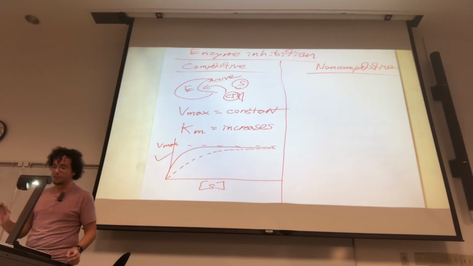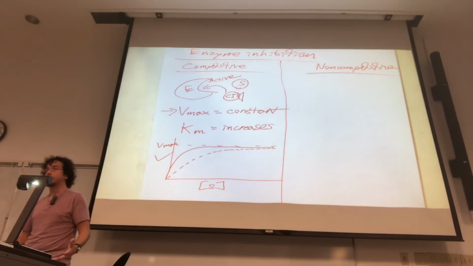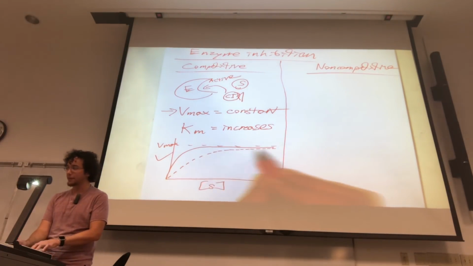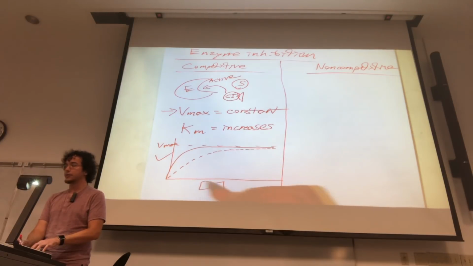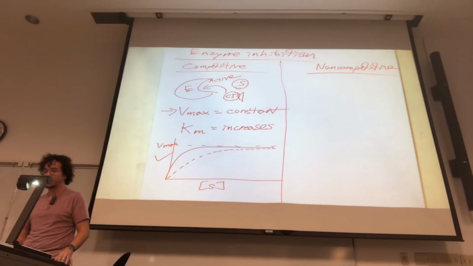So a feature of competitive inhibition is that Vmax is actually the same as if it wasn't inhibited in the first place. And we can see graphically that is true, that if you just increase the substrate concentration enough, it's as if the enzyme wasn't inhibited at all.